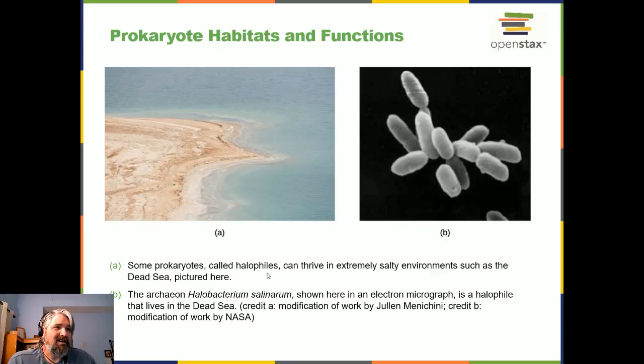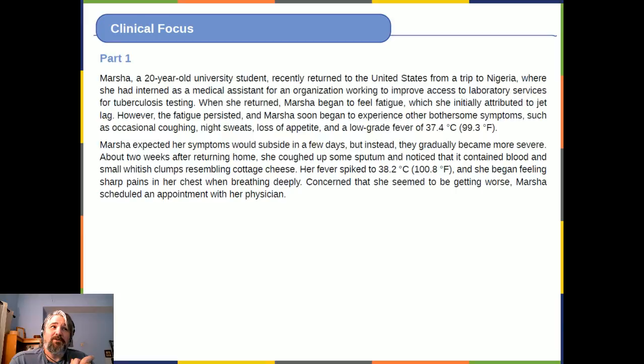So our clinical focus: we have Marcia, a 20-year-old university student, recently returned to the United States from a trip to Nigeria, where she had interned as a medical assistant for an organization working to improve access to laboratory services for tuberculosis testing. When she returned, she began to feel fatigue, which she initially attributed to jet lag. However, the fatigue persisted, and Marcia soon began to experience other bothersome symptoms, such as occasional coughing, night sweats, loss of appetite, and a low-grade fever of 37.4 degrees Celsius, 99.3 Fahrenheit.